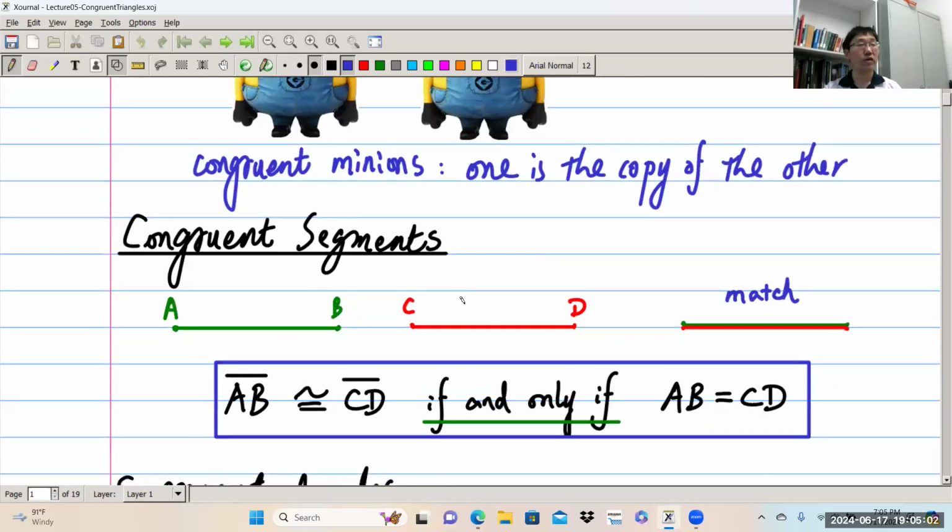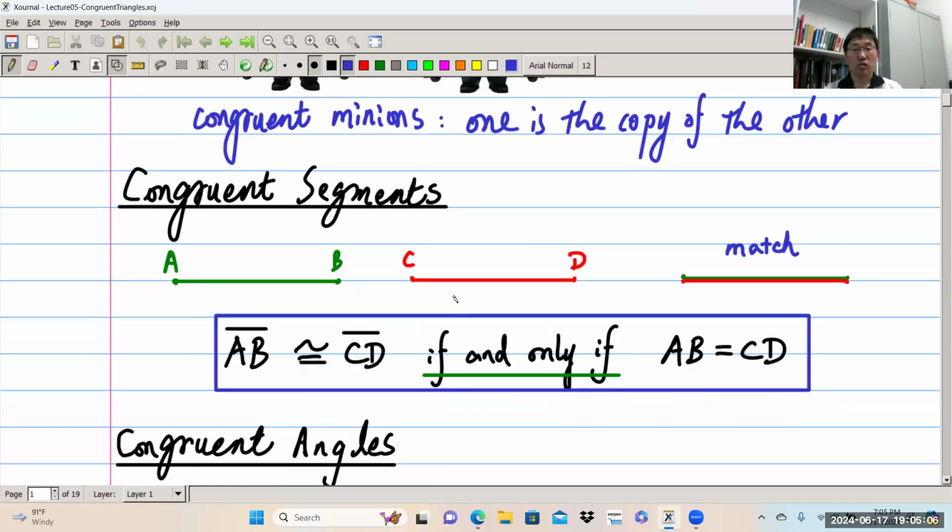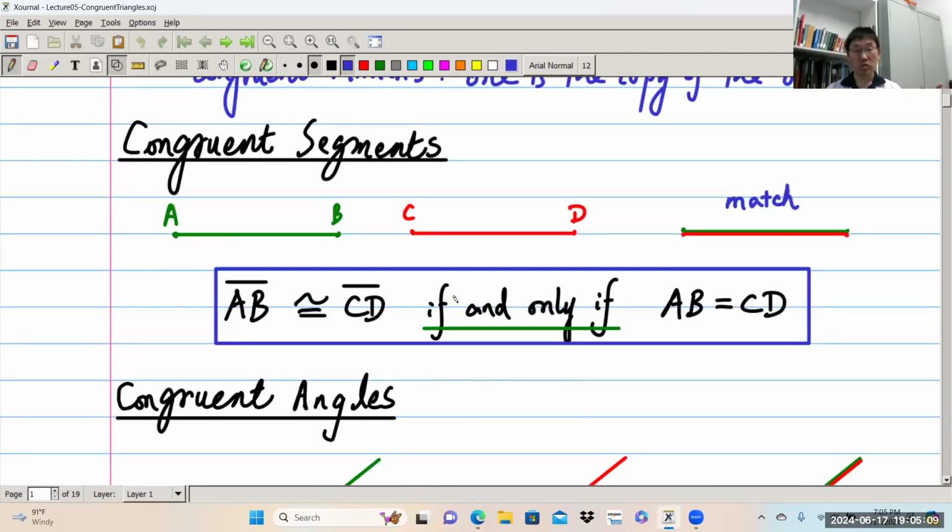In the past, we defined congruent segments. Two segments are congruent if and only if they have the same length. In this diagram, we have two line segments, AB and CD, in green and in red. If these two segments have the same length, the same measure, then they are congruent. Basically, you can move one segment on top of the other, and they match perfectly, as you can see here.